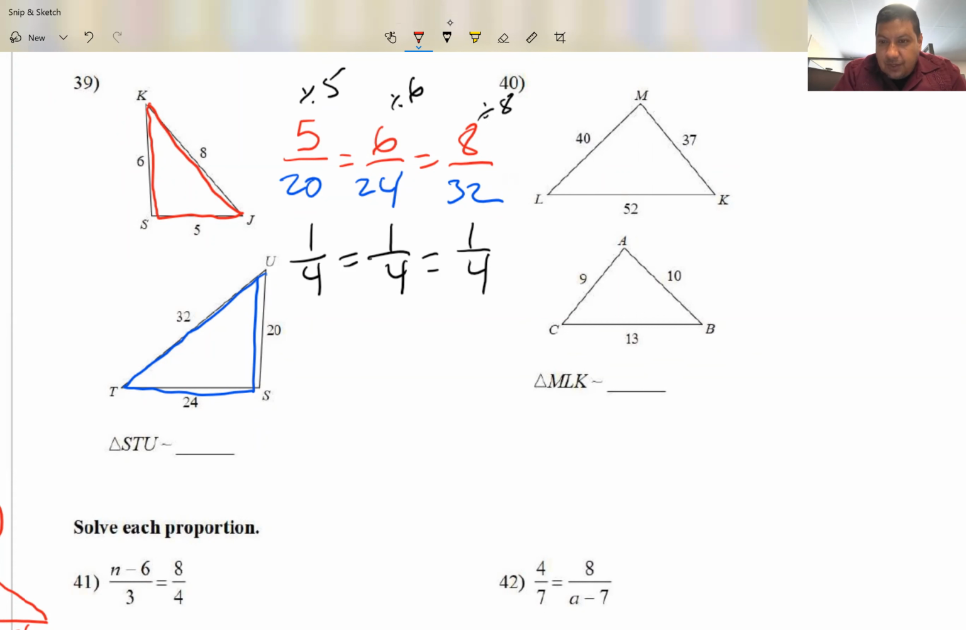Here it says, I'm confused. How do you determine what numbers go with what number? For example, 5 over 20. Notice on my red numbers, 5, 6, 8, I wrote them from small to large, in numerical order. Notice on my blue numbers, 20, 24, and 32, I did the same from small to large. So when I'm using all three measurements, write them from small to large. That's how you know what goes with what.